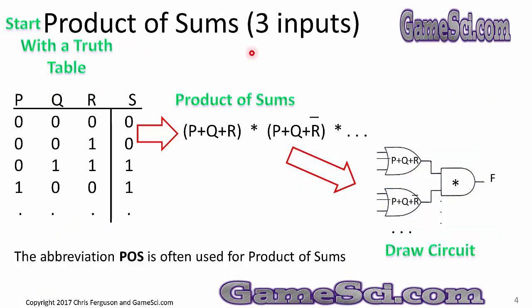Product of sums with 3 inputs. Start with a truth table. P, Q, and R are the inputs to this truth table. It has an output of S. Look at the terms that end in 0 and produce a product of sums expression. From that product of sums expression, we can draw a circuit that represents this truth table. The abbreviation POS is often used for product of sums.